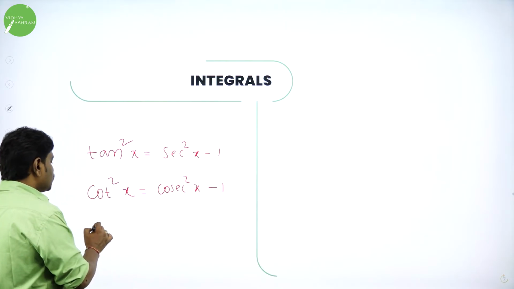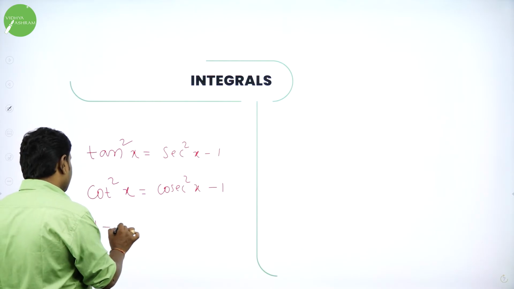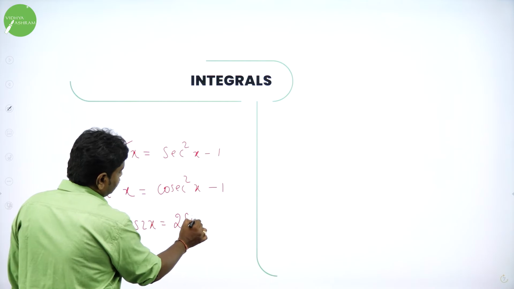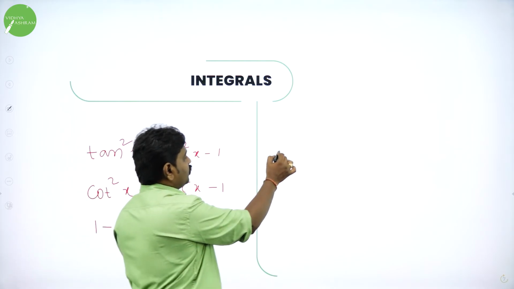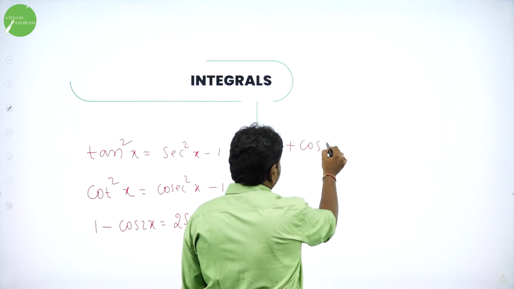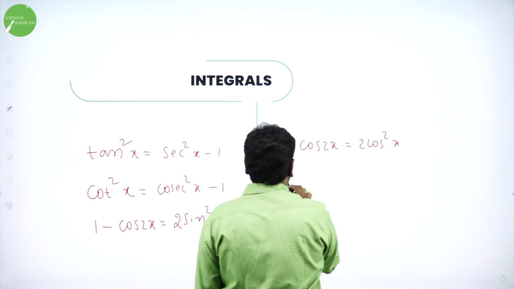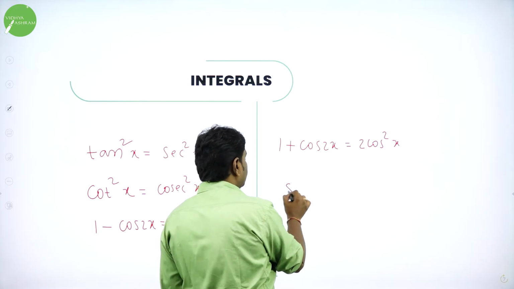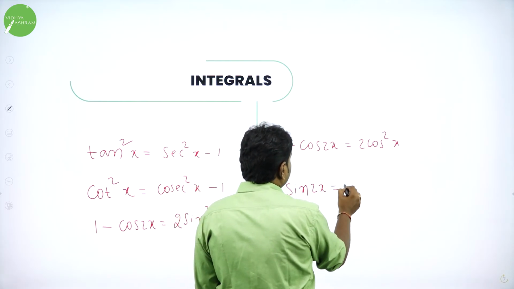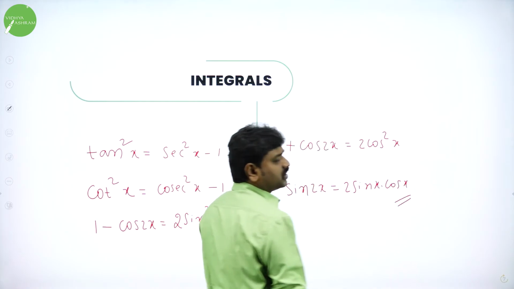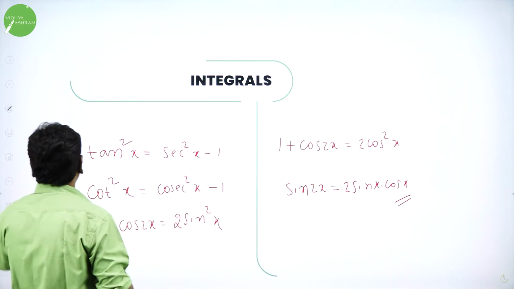And we also used multiple angles. 1 minus cos 2x can be written as what? 2 sin square x. And we used 1 plus cos 2x. 1 plus cos 2x can be written as 2 cos square x. And we used other formats, that is sin 2x. Sin 2x can be written as 2 sin x cos x. These are all the important formats you should be thorough with. Then you can solve the problems.